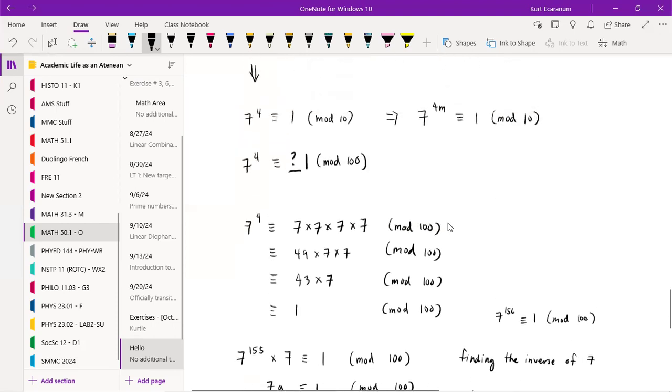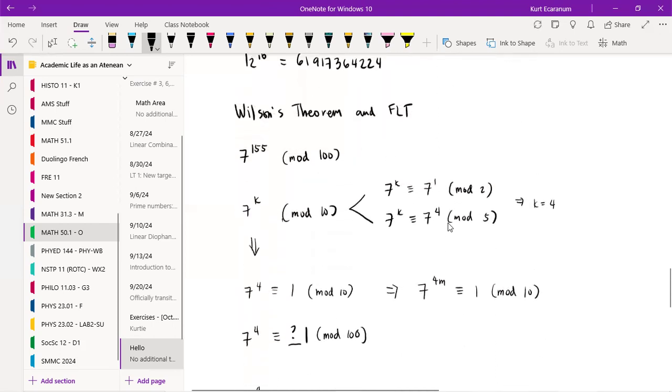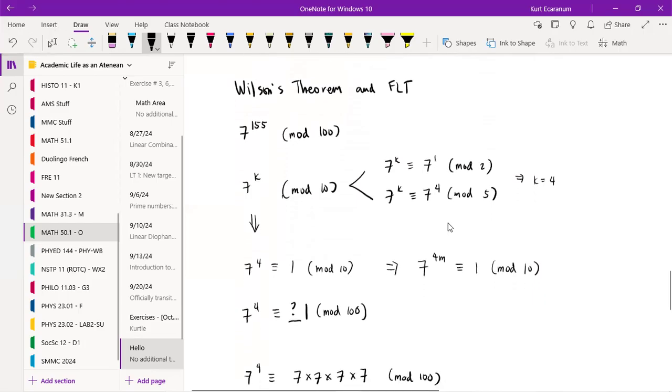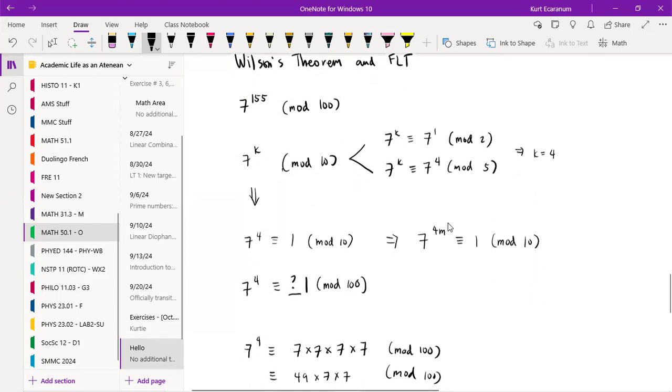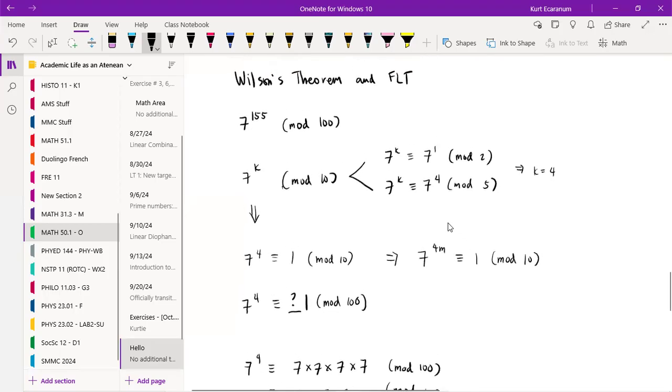Medyo mahaba, but I think this is the logical way that this problem might go. Okay? So again, ang ginawa natin, from mod 100, we considered modulo 10. Modulo 10, we split it modulo 2 and 5, which we find the smallest k that can satisfy both, or that can make 7 to the k mod 10 1 is 4.